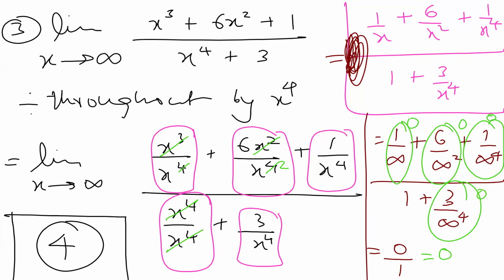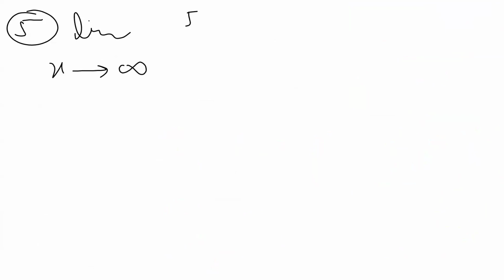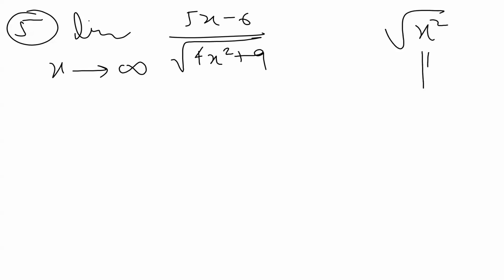Let's go to question number 5. It's very simple. Limit x approaching towards infinity. Okay. Now see, there is a square root down there, and within the square root, there is x square. What is the square root of x square, guys?